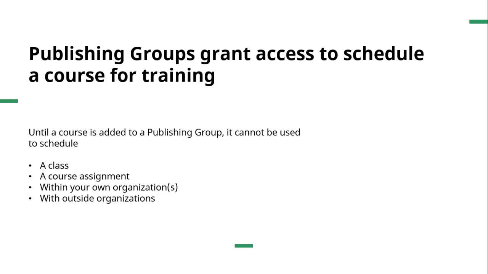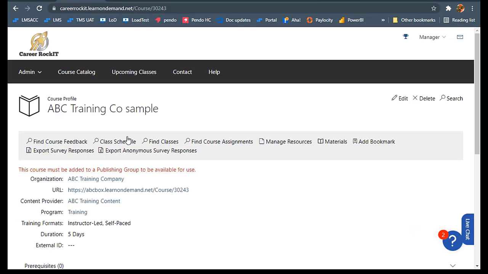And this applies to your own organization as well as any organizations within your hierarchy, or if you're selling the content, that also applies to outside organizations. I have a course here and I have created it, I have saved it. You can see here my warning in red says this course must be added to a publishing group to be available for use.